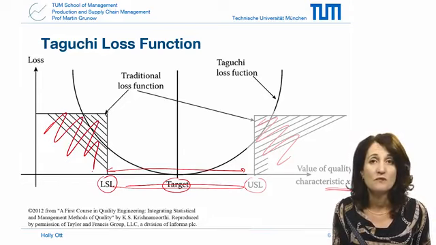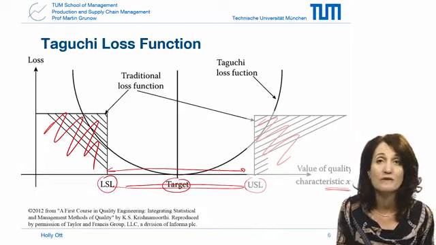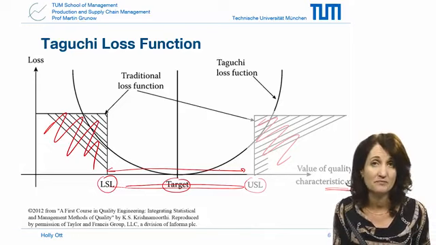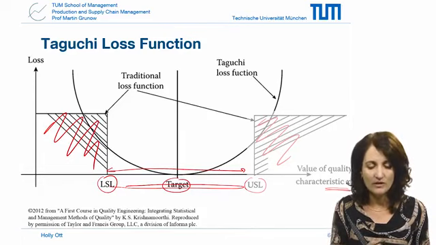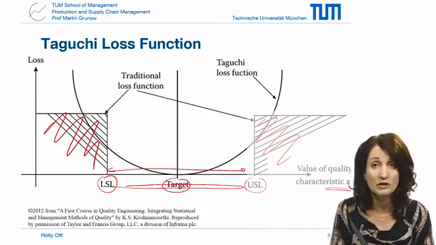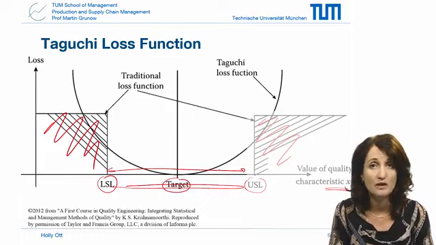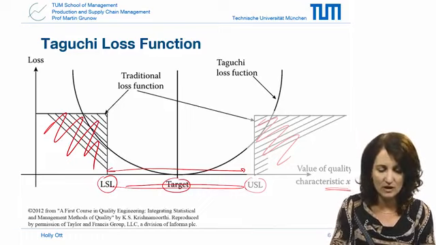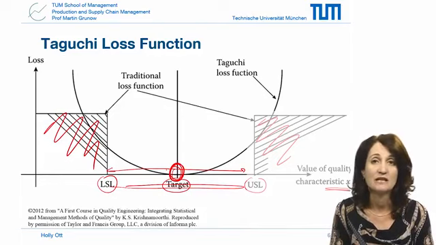So, in other words, the losses from the characteristics are zero when you're at the target or within these two limits. Now, we have another way of looking at this. This was Dr. Taguchi, and his model said that that's not true. You only have a zero loss when you are exactly on target with your characteristic.